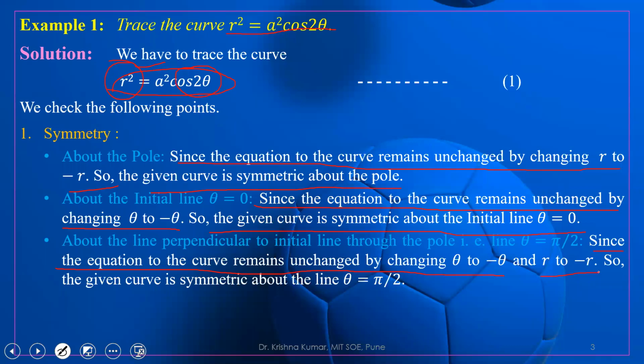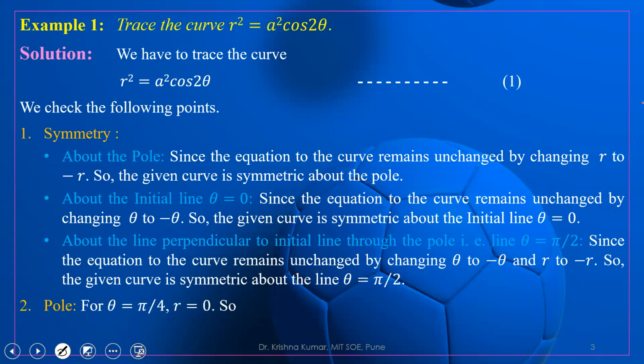Again, the equation of the curve remains unchanged by changing theta to minus theta and r to minus r. If we replace r by minus r here, minus r whole square is equal to a square cos of minus 2 theta. Definitely the equation will not change. We get the same equation of the curve. Therefore, the curve is also symmetric about the line theta equal to pi by 2. So now this curve is symmetric about the pole, about the initial line theta equal to 0, and about the line theta equal to pi by 2.